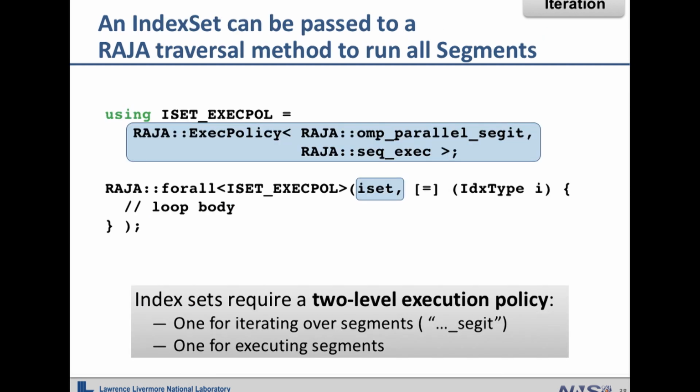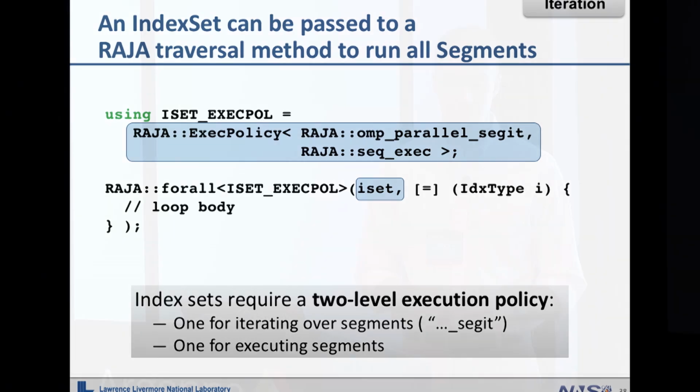And you can pass an index set directly into the RAJA traversal method, like the forall. And then you have a two-level execution policy. So you say how you want to iterate over the segments in the set, and then how you want to iterate over the indices inside of each segment. So you could do something like parallel over the segments, but for each segment, you're actually going to be iterating sequentially. And this can be useful for maintaining correctness of algorithms.